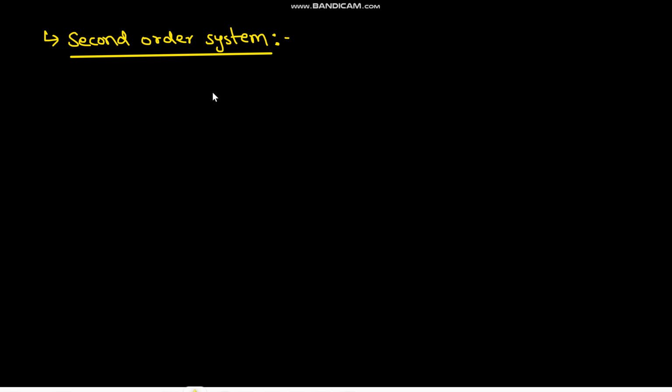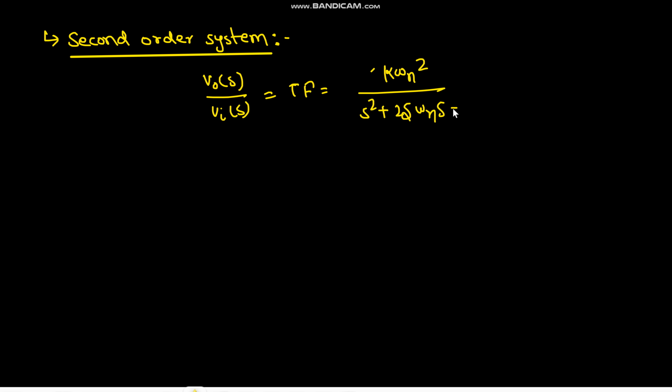So first we will see what is second order system. So what is the typical transfer function of the second order system? Like this is the transfer function, V naught s upon V in s. This is the general form: K omega n square upon s square plus 2 zeta omega n s plus omega n square. So at zero frequency you have gain K. Okay, so this is your DC gain and the rest is your transfer function.